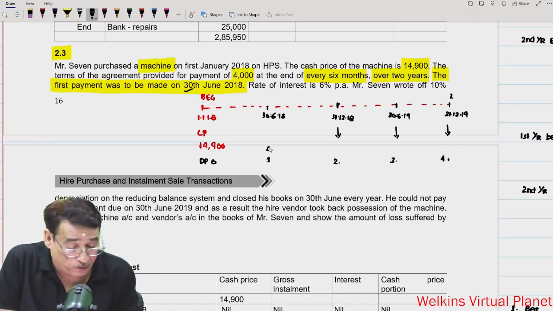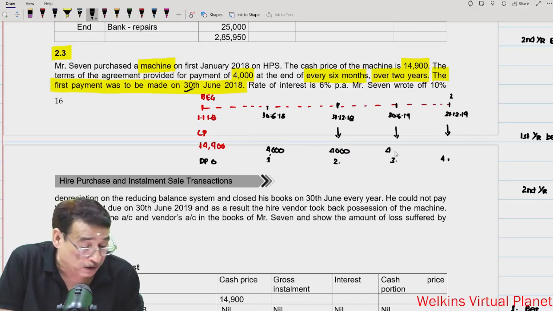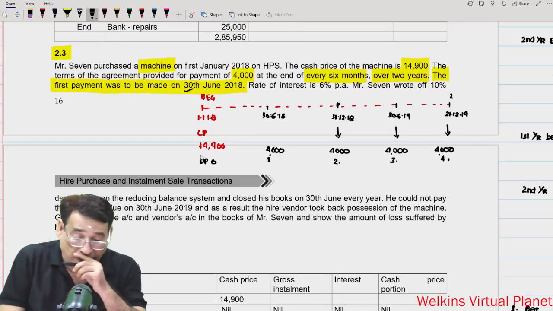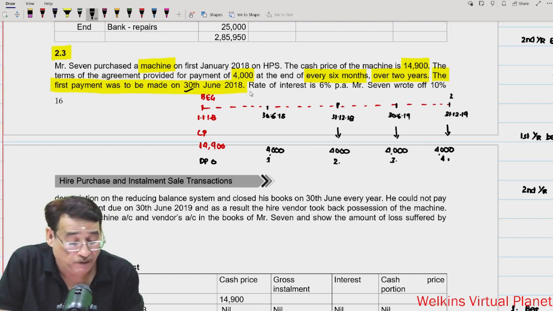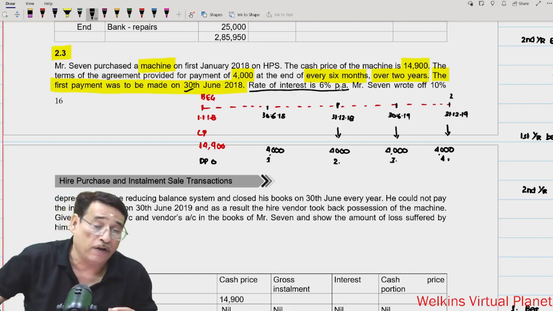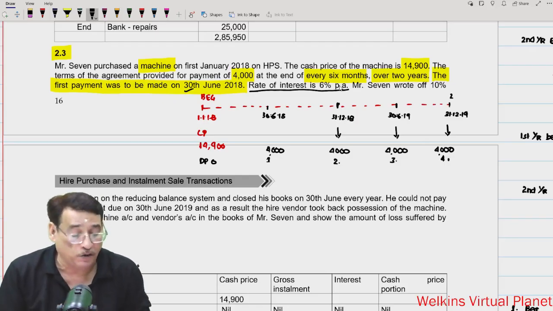You are supposed to make a payment of 4,000 each. All in all, you are supposed to pay 16,000. No down payment in this particular question. Further, you are given that the rate of interest is 6% per annum.